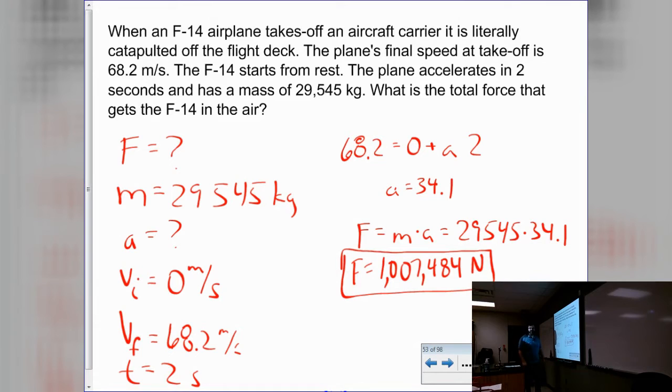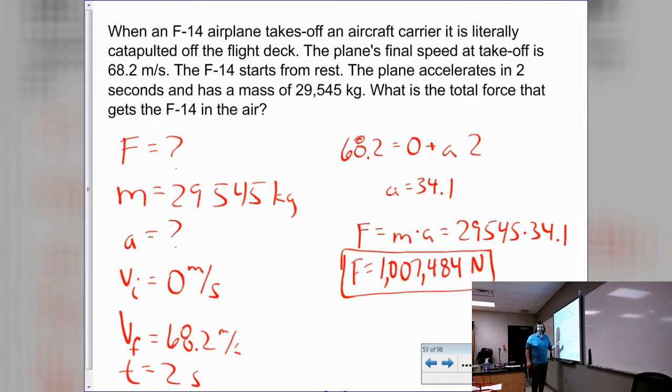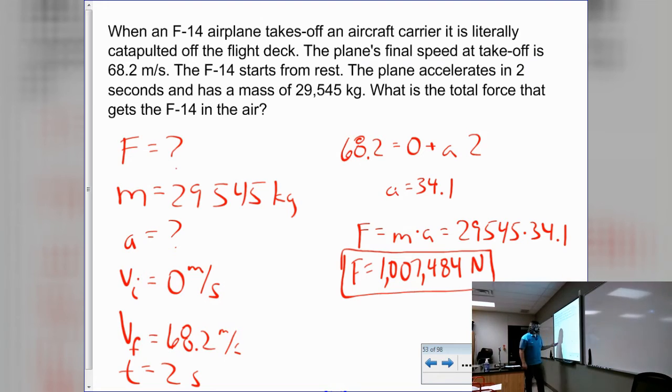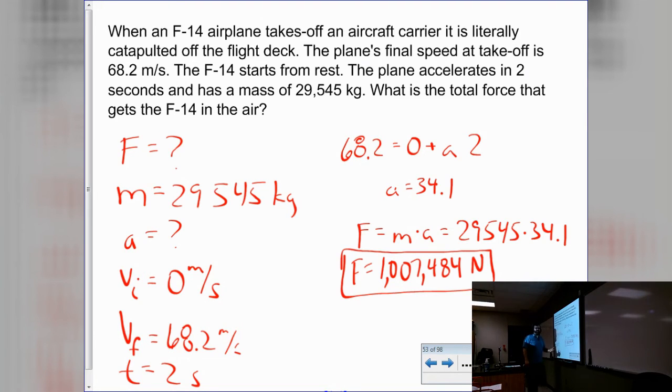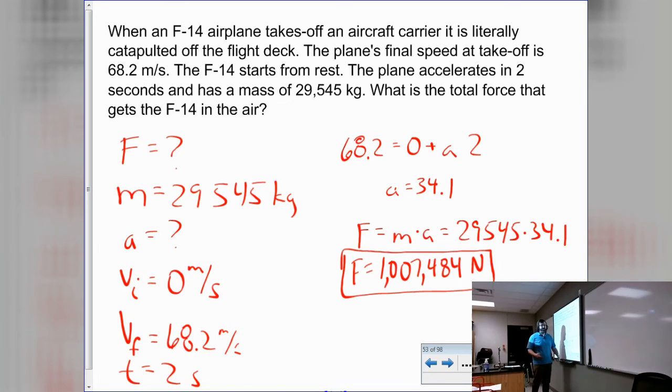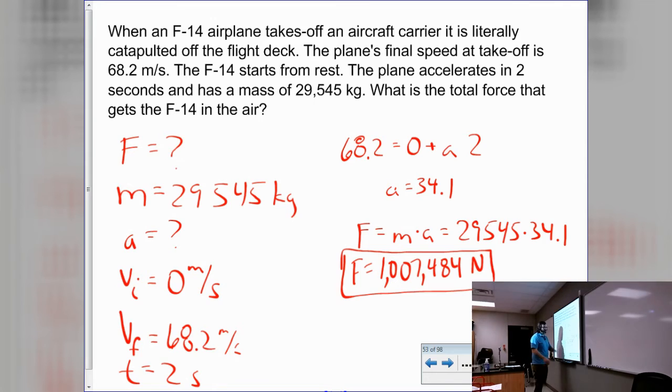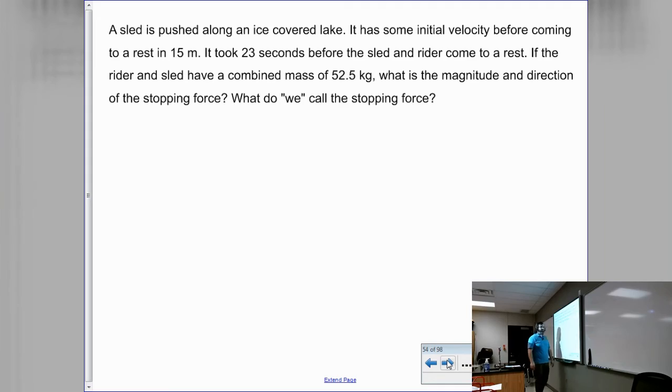Okay, after solving that problem, very similar to the previous problem, we find an acceleration of 34.1. We plug that into F equals ma to find the force. We get a force of basically 1,000,000 newtons, which is an extremely large force. But it kind of makes sense. You're accelerating such a large mass to very high speeds. This is actually very similar to how a top fuel dragster works too. It catapults the car up the track and so forth. So again, similar concept, but very large forces involved.